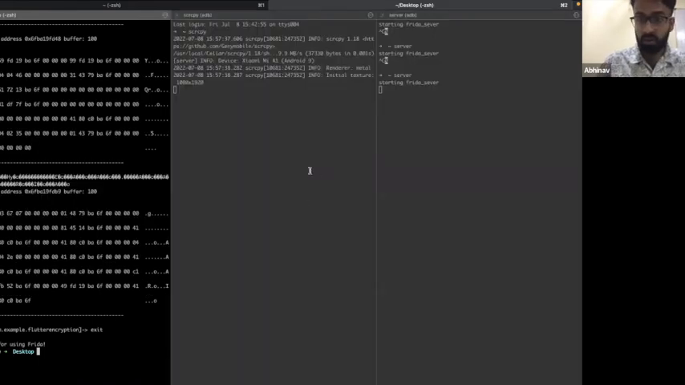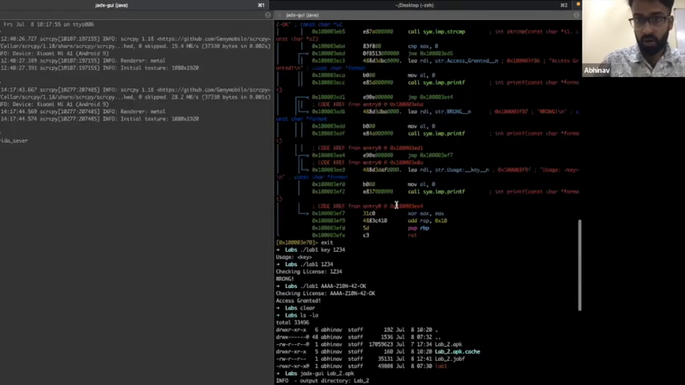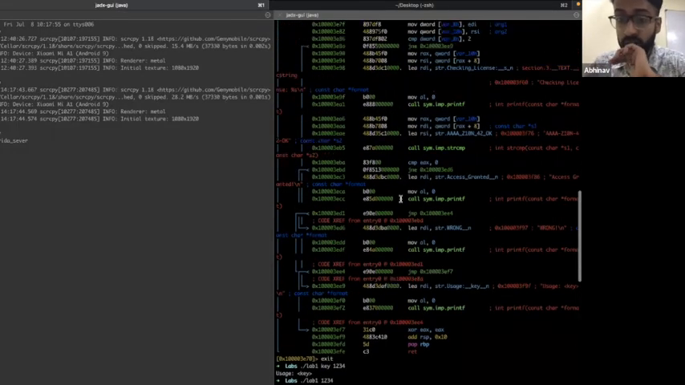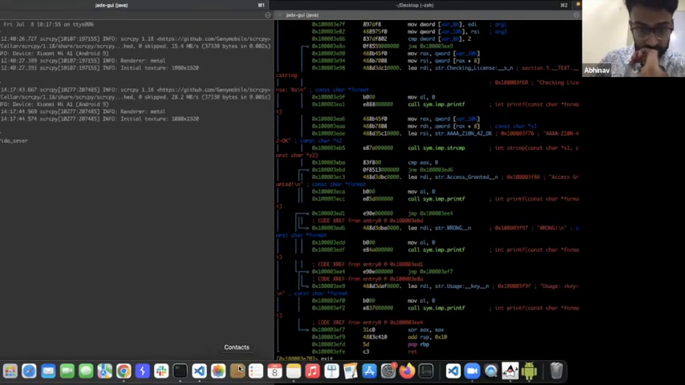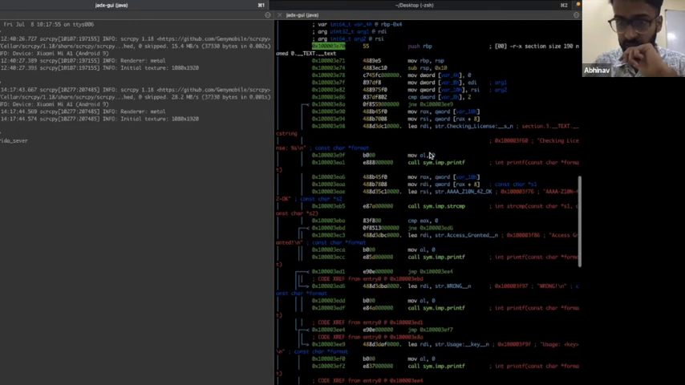It's not here. Oh, it's in the other one. Yes. Let me look at the question again. Does the string compare function have the instruction to store the compare result in EAX? String compare.